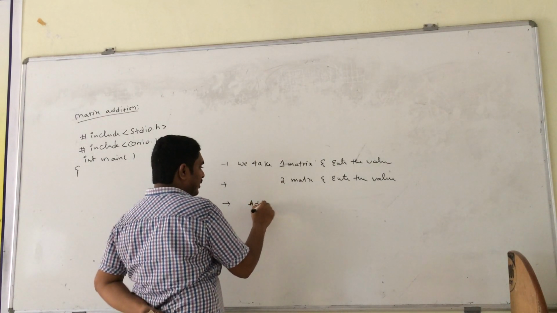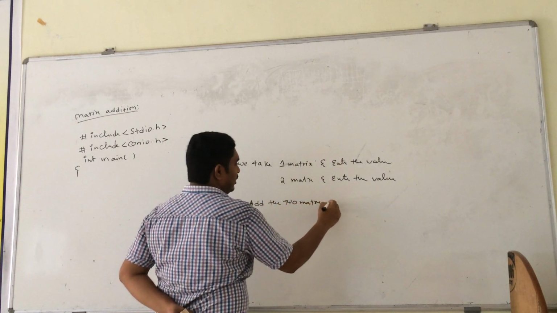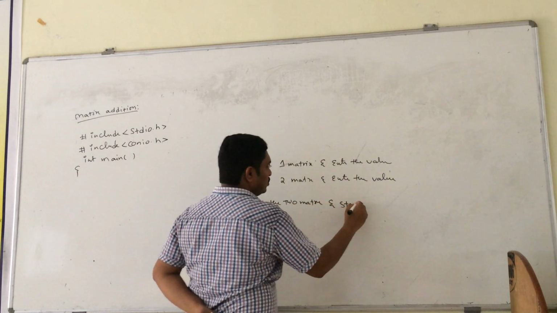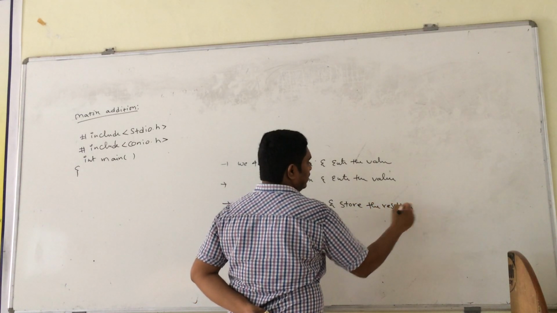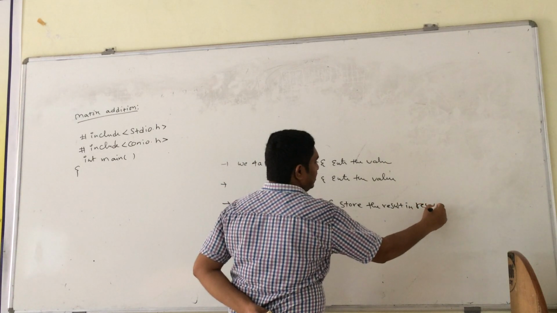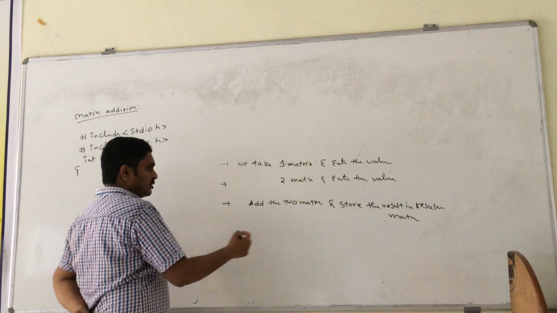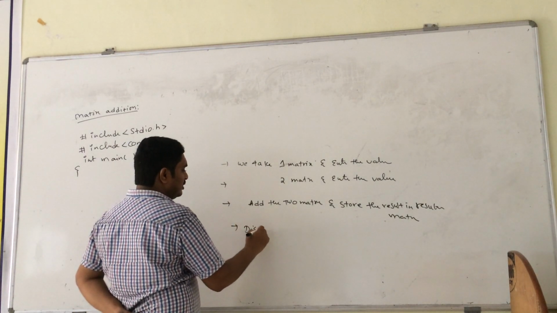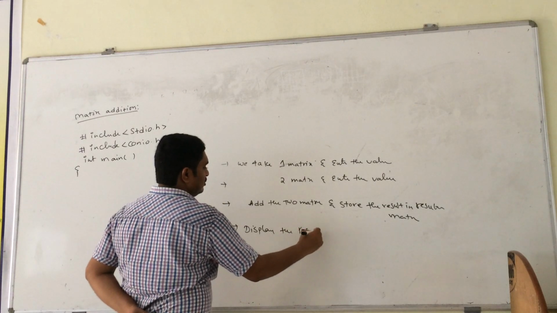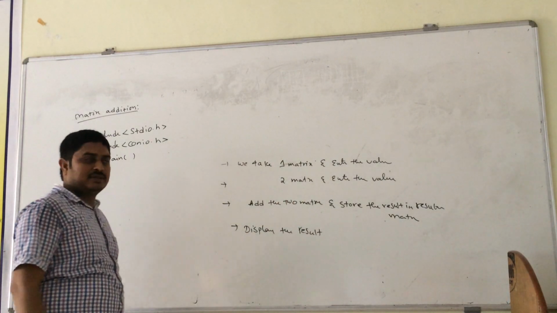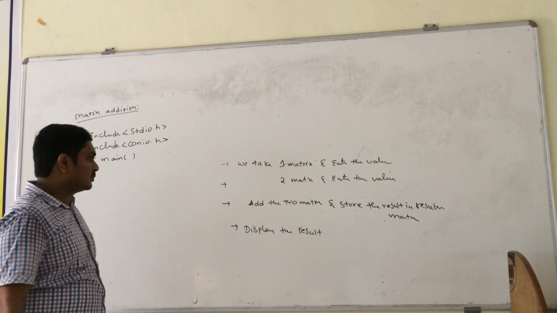Then add the two matrices and store the result in resultant matrix. After storing the result, then display the result. These are the 4 steps we follow to write the matrix addition program.